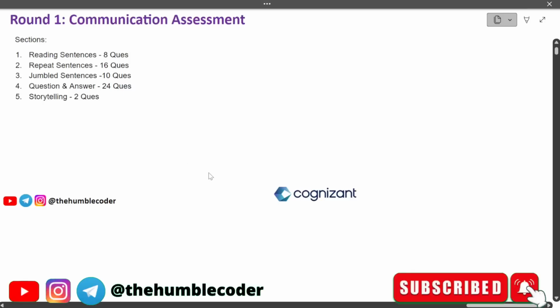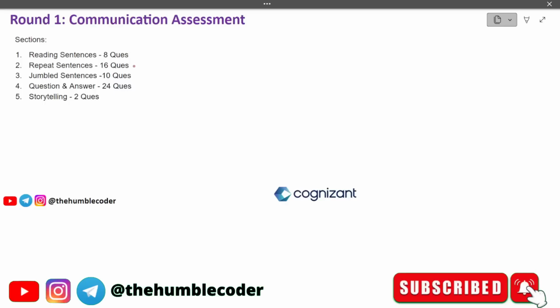So before we look at our first question, just in case any one of you is not aware of the pattern of the exam, in your communication assessment, you will have 5 sections. In these 5 sections, you will have 8 questions from reading sentences, 16 questions from repeating the sentences, 10 questions from jumbled sentences, 24 questions from question and answer type, and then 2 storytelling questions. So today's practice questions are going to be based on these patterns only.